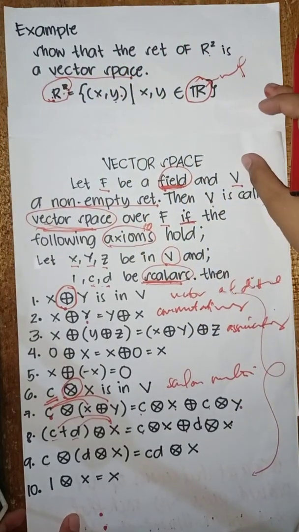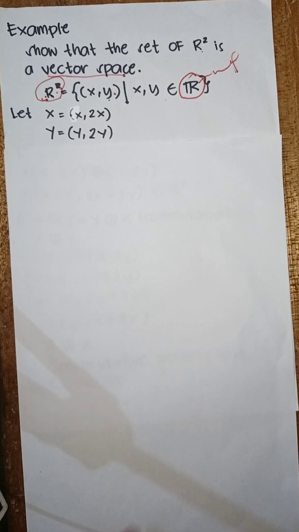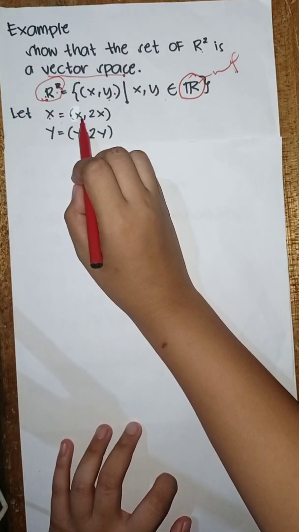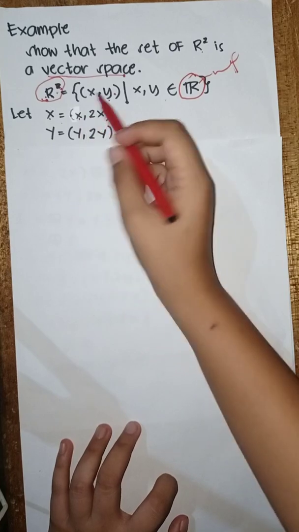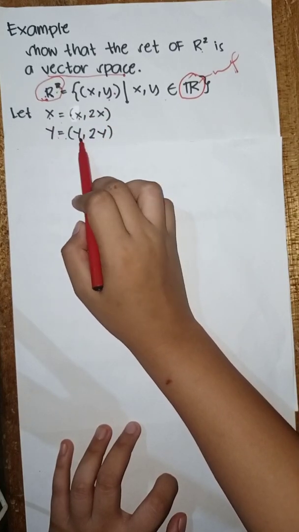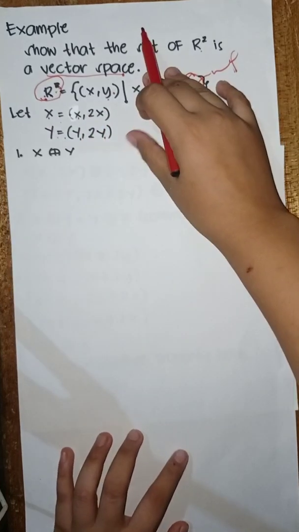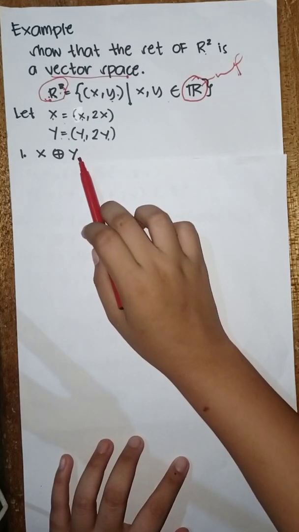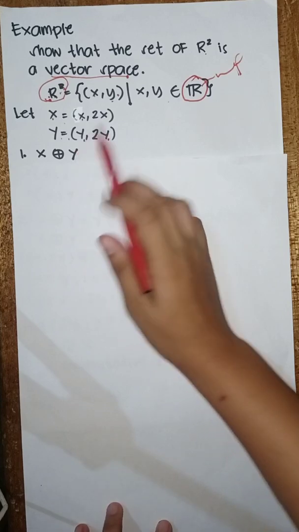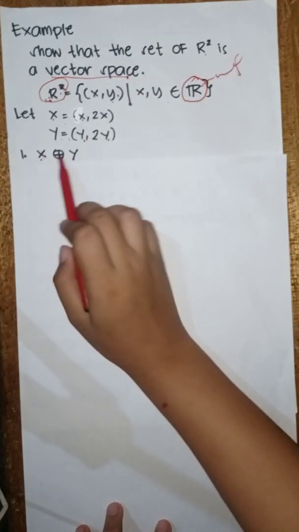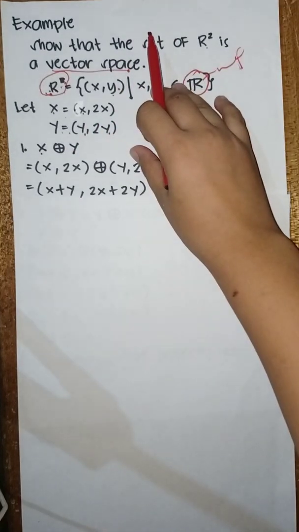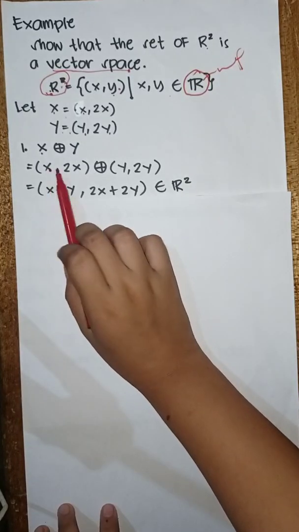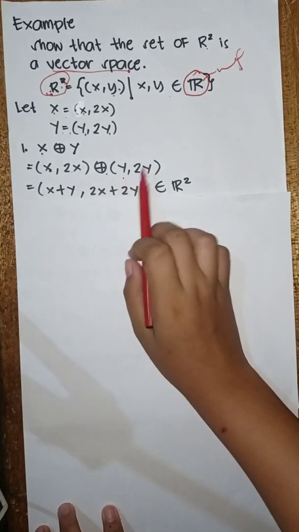So, let's start with axiom number 1. Let x is equals to the ordered pair x, 2x, and y is equals to y, 2y. So our first axiom is x plus y. So simply, we're going to substitute the value of x and the value of y. So we have x, 2x plus y, 2y.